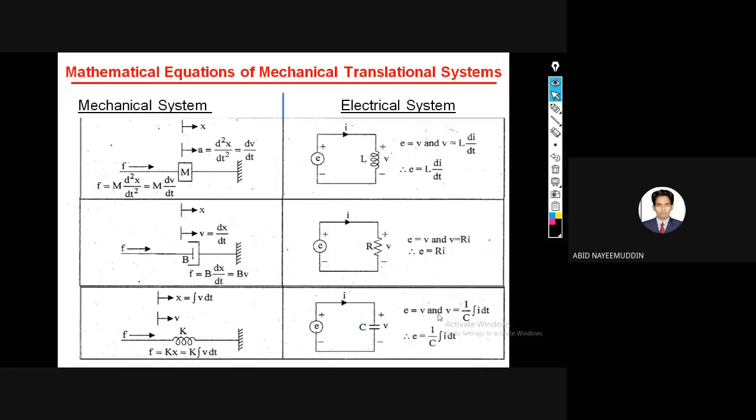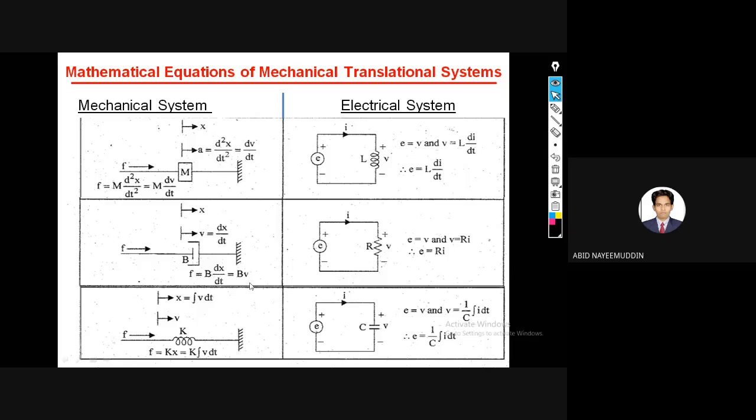The final slide of the introduction to previous classes is that you must remember the mathematical relationships between elements and variables. For example, in an electrical circuit, if you have an R element, what is the relationship between R and the variables voltage and current? You can say directly from the laws, V is equal to IR. In the same way, from the laws of physics, it has already been derived, and I am just using those formulas. That is F is equal to M into d square x by dt square, the mathematical relationship for the mass element with its variables force and displacement X. In the same way, for B it is B into dx by dt, and for K it is K into X.